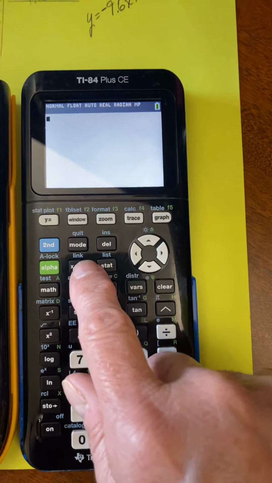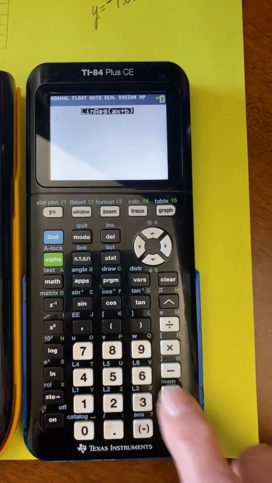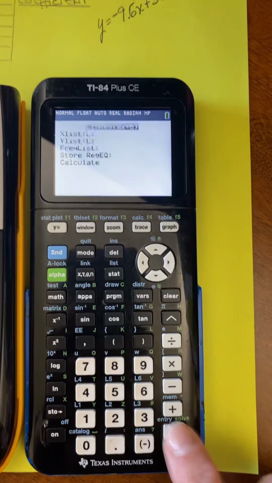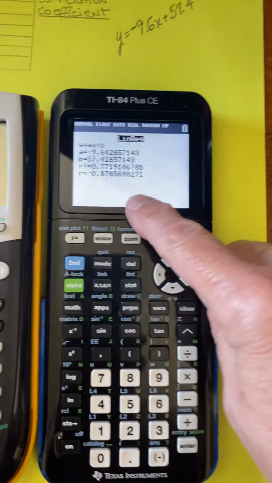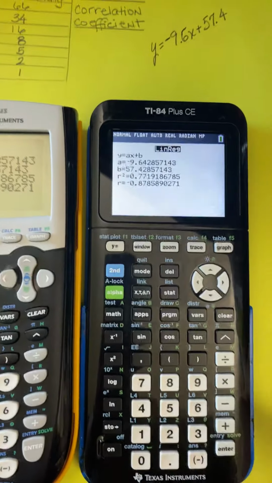Same thing's going to be true here. When we go to Stat, we go over to Calc, and I choose 4. Enter, enter, enter, enter. And again, I have the same information. I have the R squared. Don't care about that right now. The R is what we're worried about.